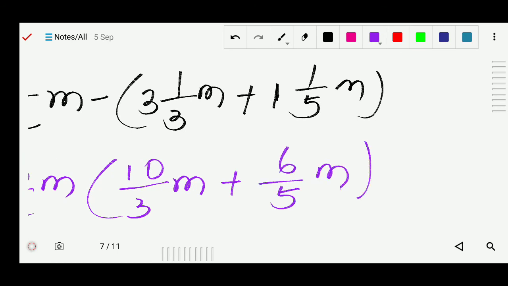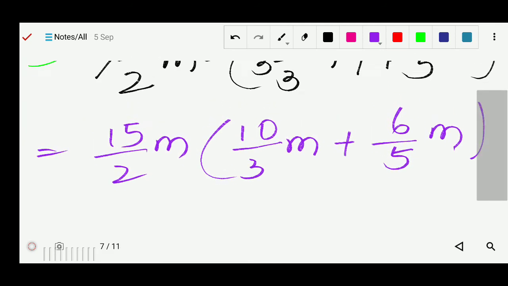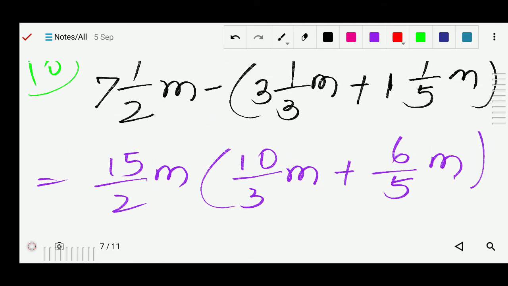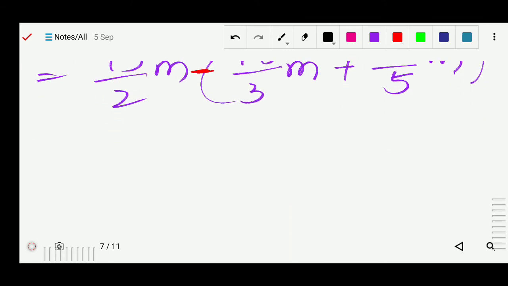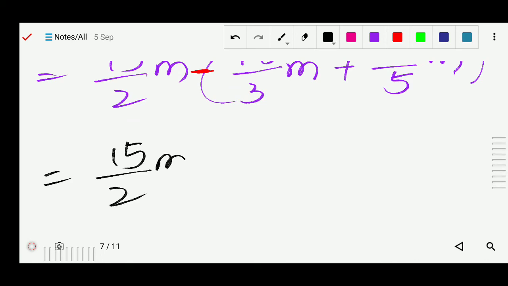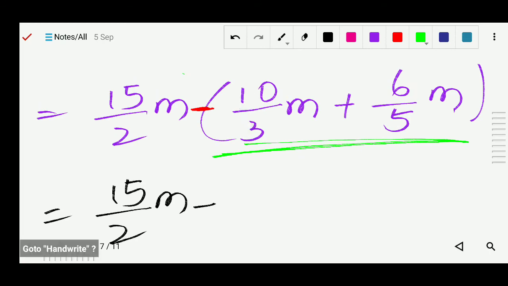Okay, now we will solve it. Sorry, I forgot to write the sign here. There will be a minus sign here. Now our next step: first we do the work inside the bracket. Inside the bracket we will add these two fractions, 10/3 and 6/5.